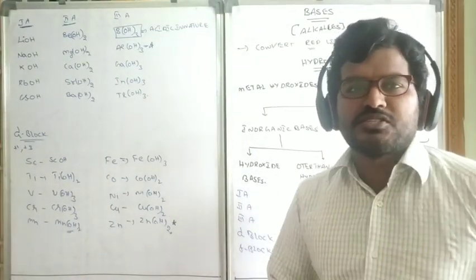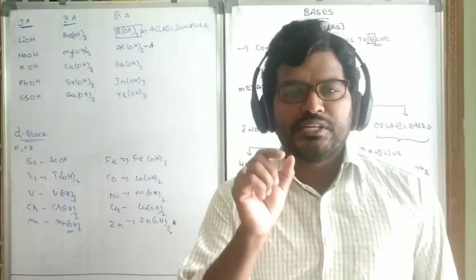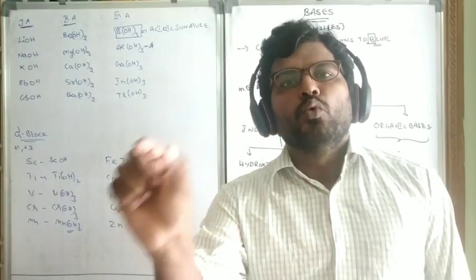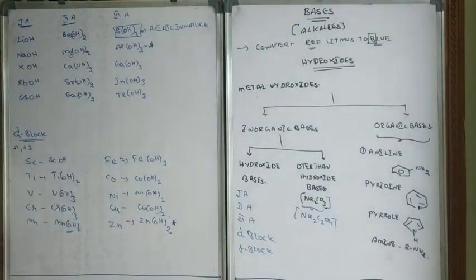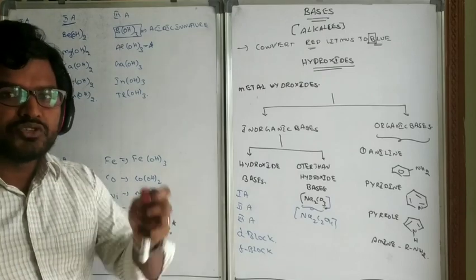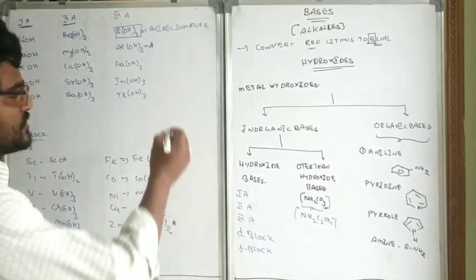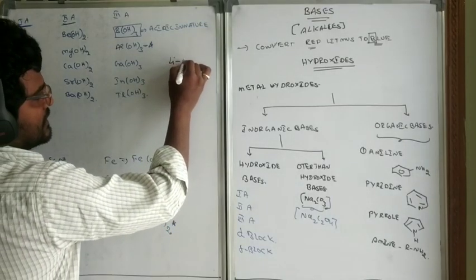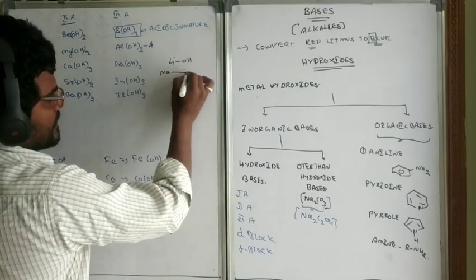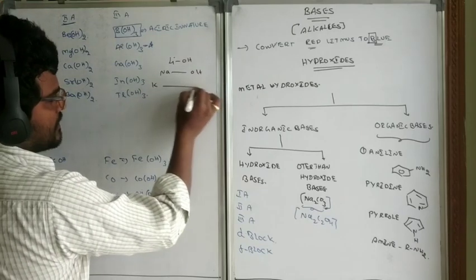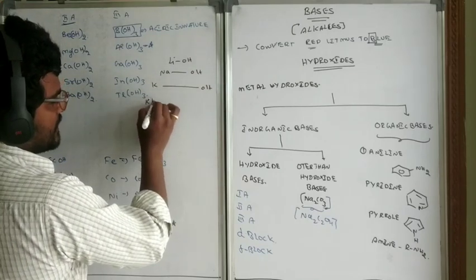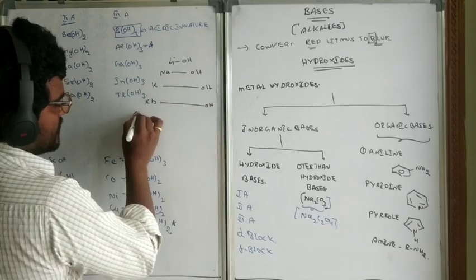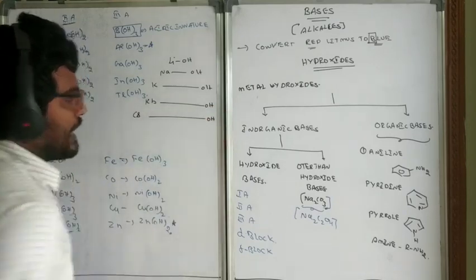Always remember, the strength of a base depends on its capacity to donate the OH group. So let us see how lithium hydroxide behaves. The strength of a base depends on its capacity to donate the OH group. Let us take lithium hydroxide, sodium hydroxide, potassium hydroxide, rubidium hydroxide, cesium hydroxide.